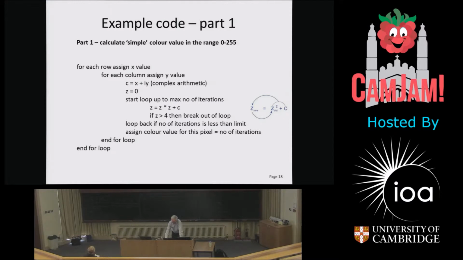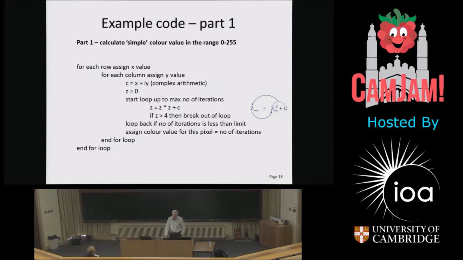So those of you who have written this kind of thing before will probably now start to remember one or two things if it was some while ago. So for each pixel, and hence for each row, we assign an X value. For each column, we assign a Y value. We use complex arithmetic. We start with a value of 0, and then we loop, replacing z with z squared plus c until some condition is met, and otherwise you loop back, and then you get a value which is typically between 0 and 255.